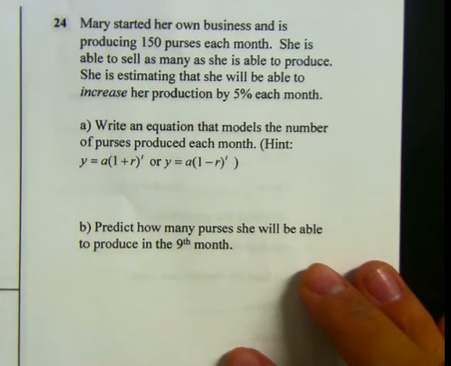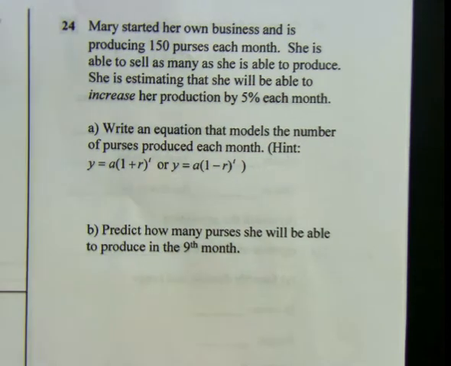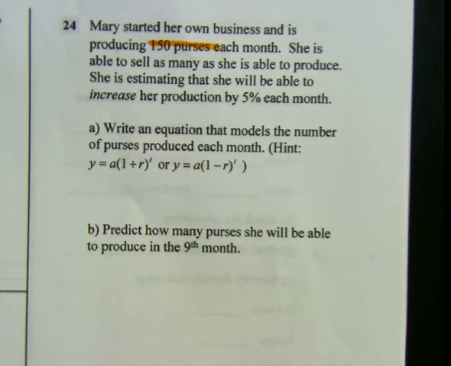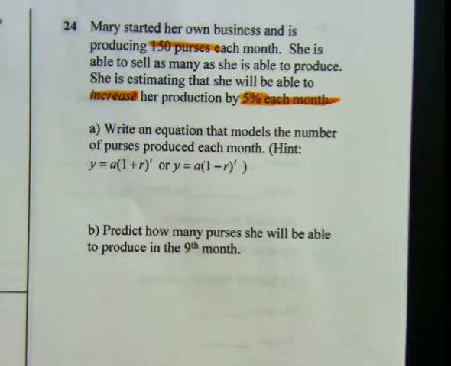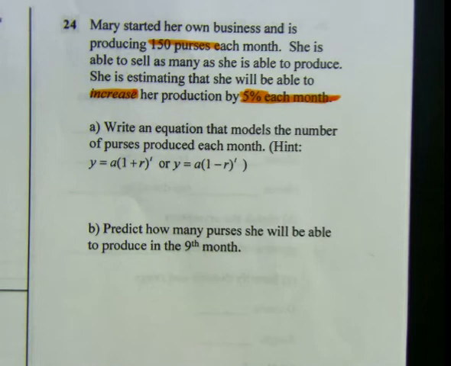So 24, Mary started her own business and is producing 150 purses each month. She is able to sell as many as she is able to produce. She is estimating that she will be able to increase her production by 5% each month. Part A says write an equation that models the number of purses produced each month. And look here, we gave you the equation. You just need to figure out which one we're using.